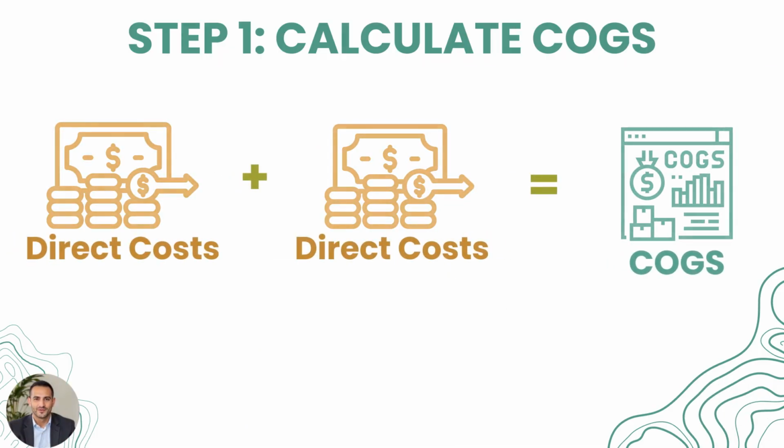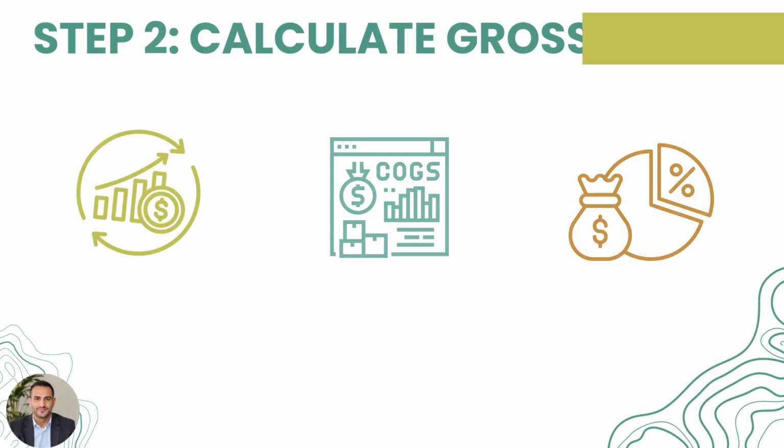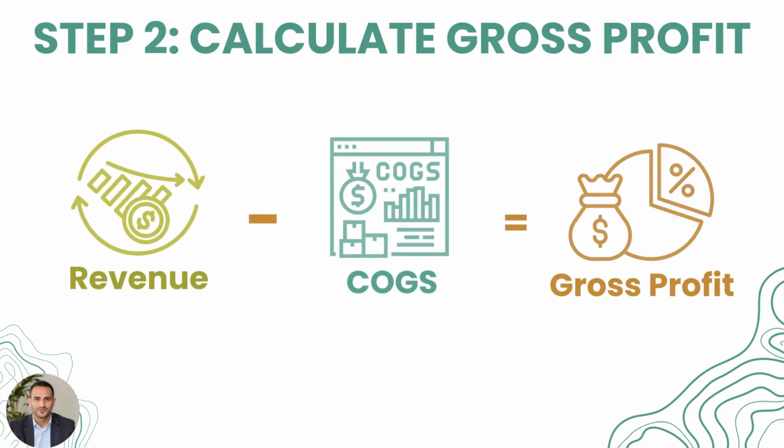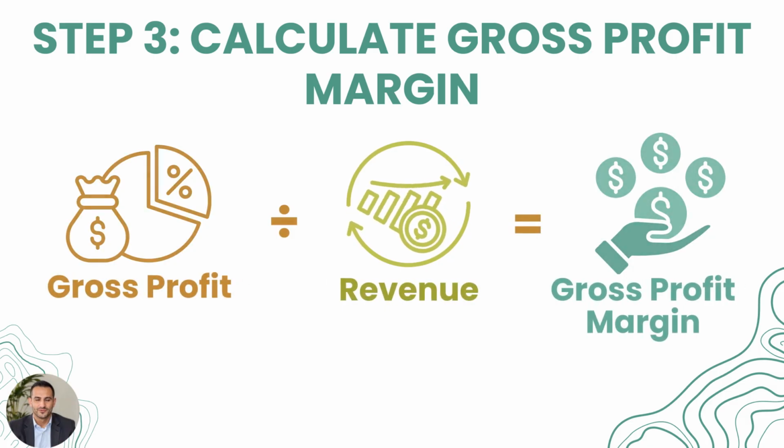Step 1. Calculate COGS. Start by totaling up your direct costs for the month. That's your monthly COGS. Step 2. Calculate gross profit. Now subtract your COGS from your revenue. That gives you your gross profit, the money left after covering direct costs, before overhead. Step 3. Calculate gross profit margin. To find your gross profit margin, divide gross profit by revenue.